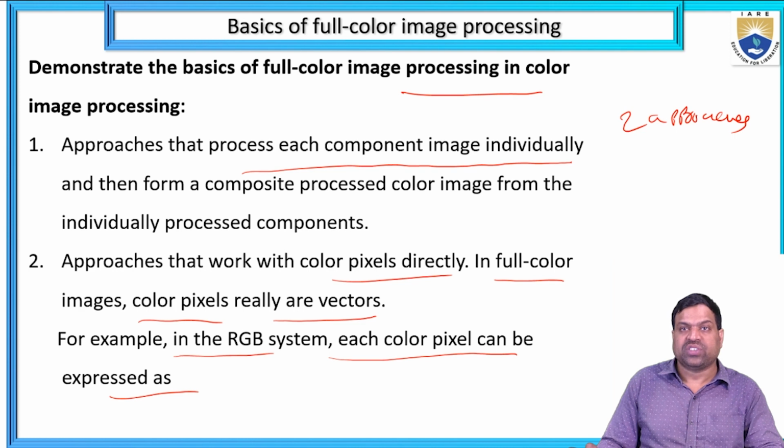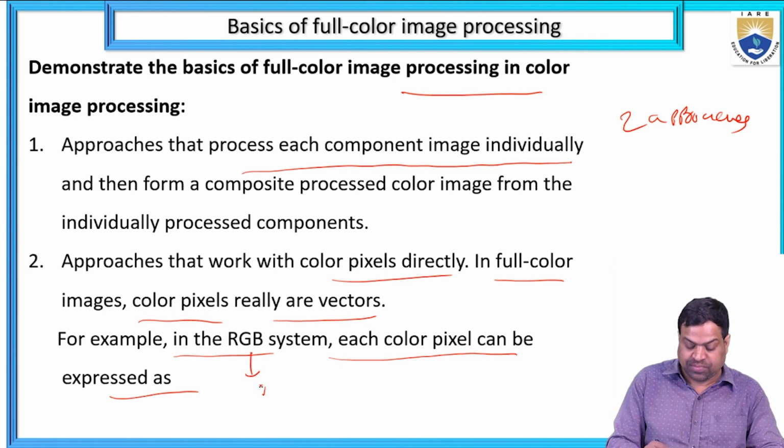Now we demonstrate the basics of full color image processing. There are two approaches. Approach one is to process each component image individually and then form a composite processed color image from the individually processed components. Approach two is to work with the color pixels directly. In full color images, color pixels really are vectors. In the RGB system, red, green and blue.